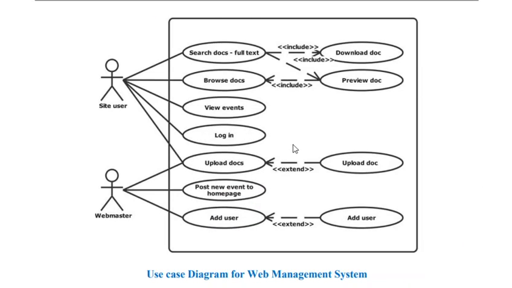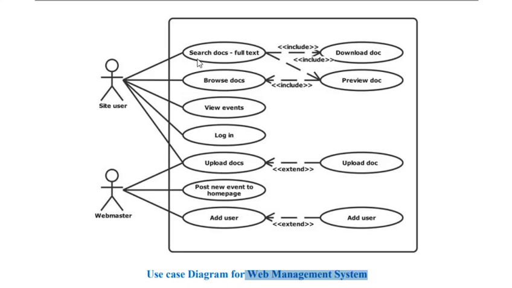Now, this is a very simple example of a use case diagram, where we have actors like site user and webmaster. This is a use case diagram for a web management system. So what are the possible reasons why a user may use a website? For searching documents, for browsing documents, for viewing events, for logging in. Likewise, the webmaster uses the system for uploading documents, posting new events at the home page, and adding users.